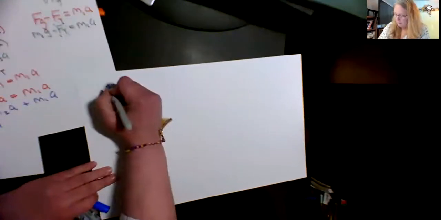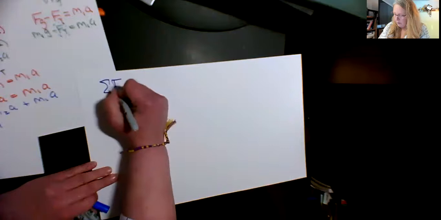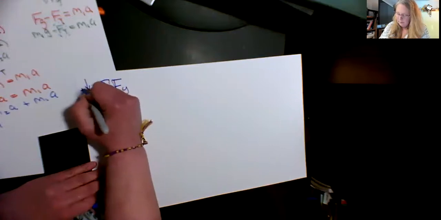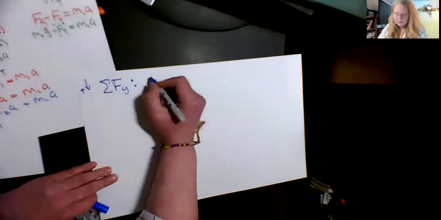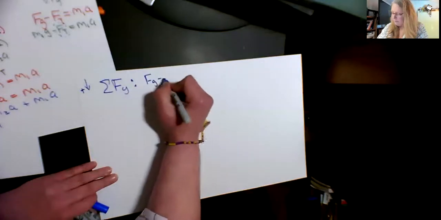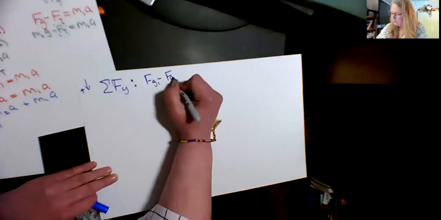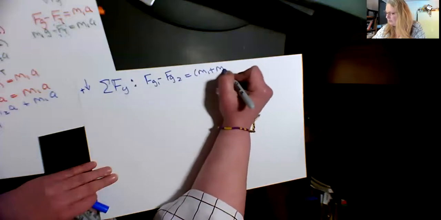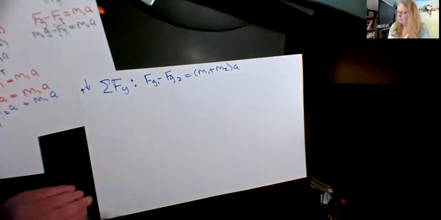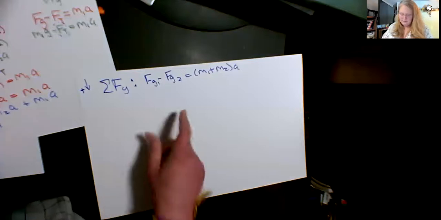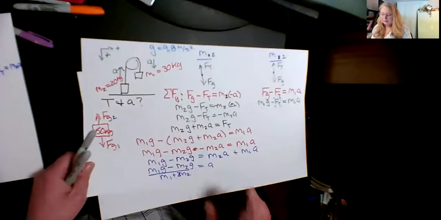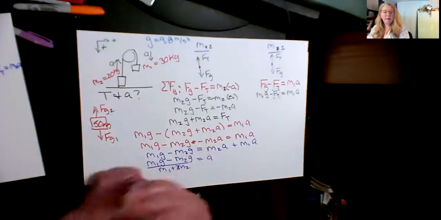So I can rewrite that. My sum of the forces in y, if I take down as positive, becomes force of gravity 1 minus the force of gravity 2 equals mass 1 plus mass 2 times acceleration. Isn't that the same darn thing we just did all this work for? Pretty cool. So there are two different ways that you can go about it.